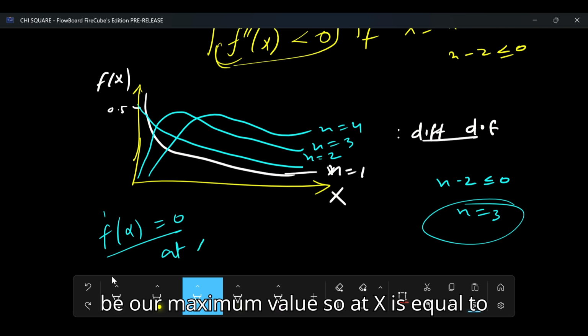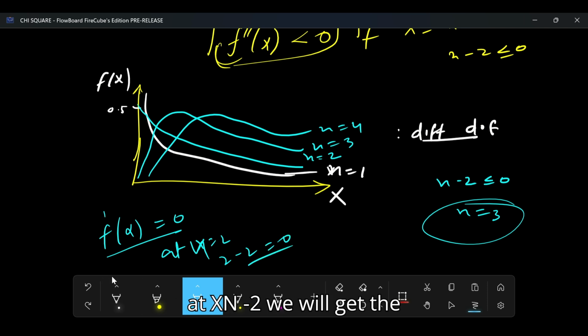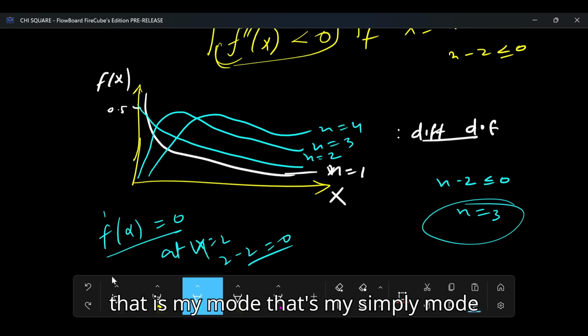So at n minus 2 is equal to 0, so at x equal to n minus 2, we will get the maximum value. That's my mode. That is my mode. That's simply my mode. Right.